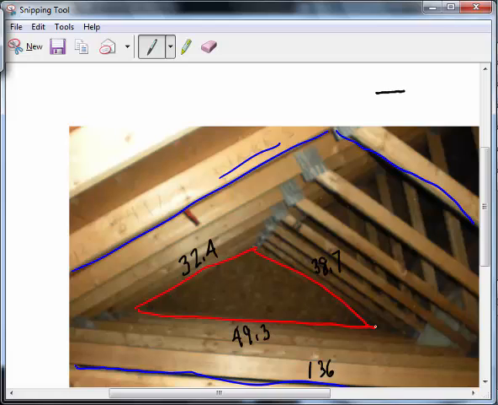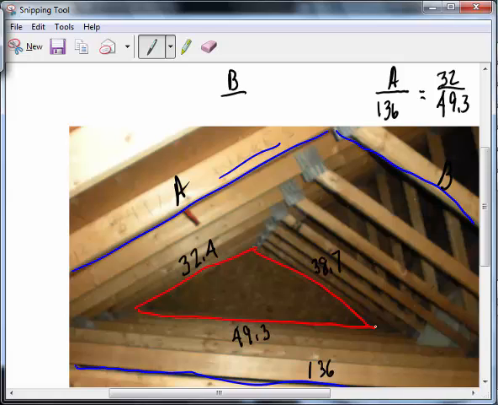Our two proportions are 136, and then we've got the matching side for that is the bottom, 49.3, goes to 32. That'll give us this side over here. Let's call it A. B, that's this side over here, over 136, is 49.3 to 38.7.